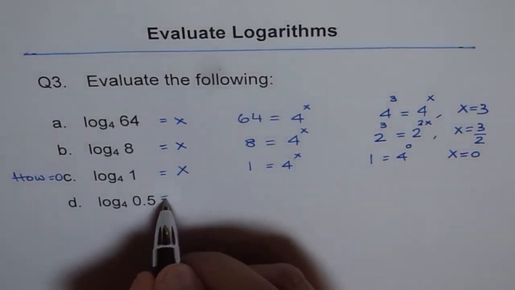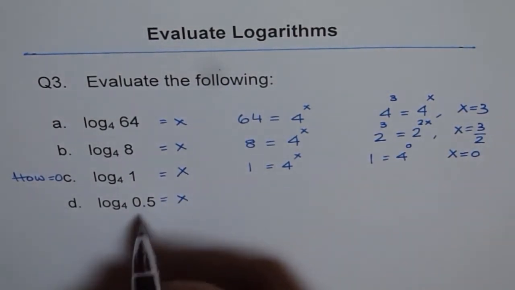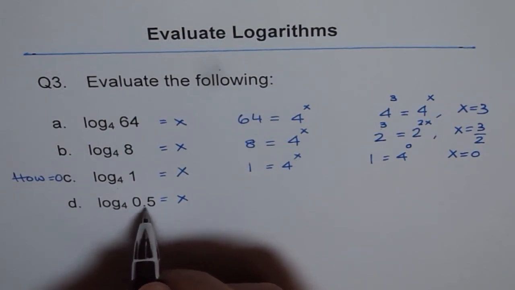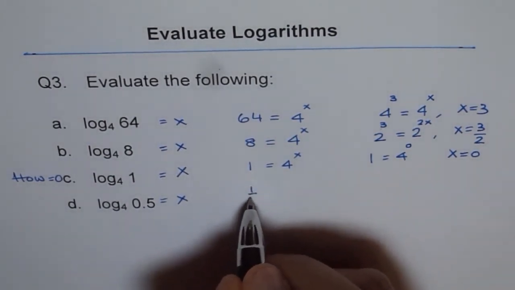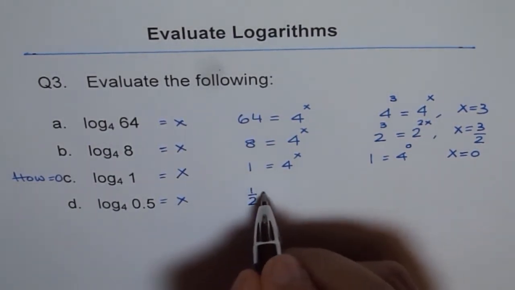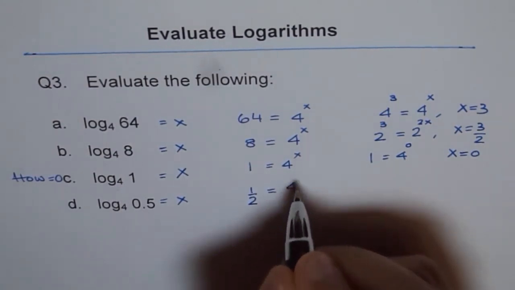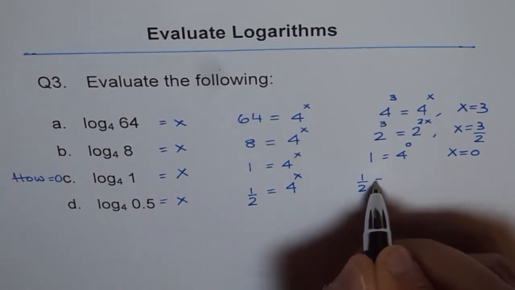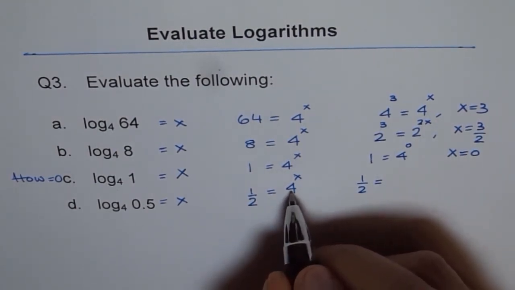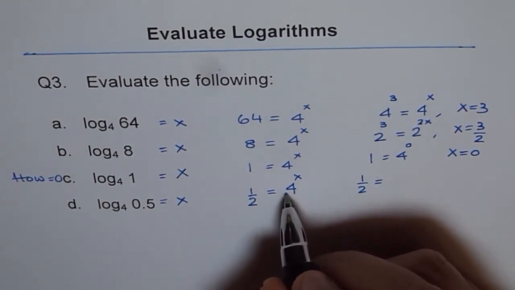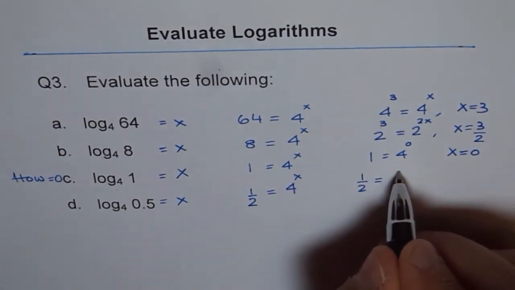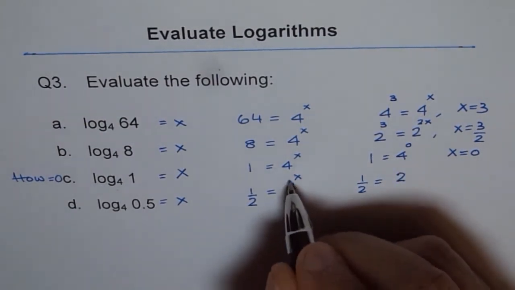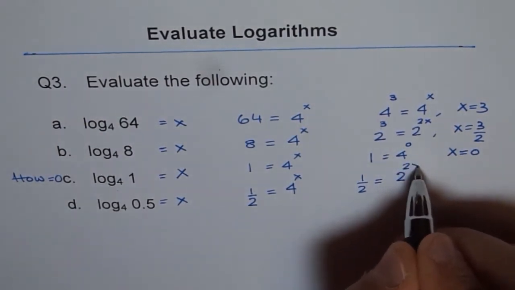Here, let it be equal to x, correct? In that case, let me write 0.5 as half. Half, which is 0.5, equals 4 to the power of x. Is that okay? Now 4 can be written as 2 to the power of 2, and that makes it 2 to the power of 2x, correct?